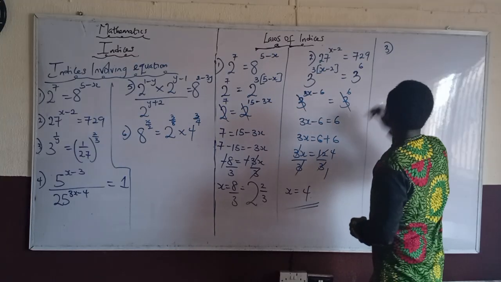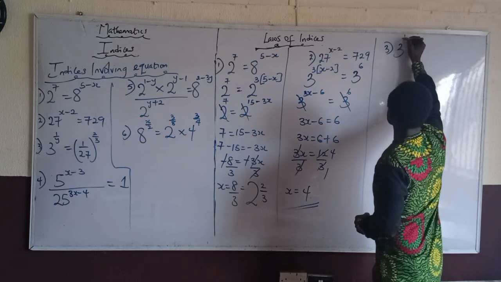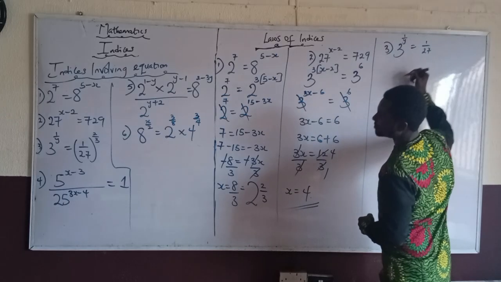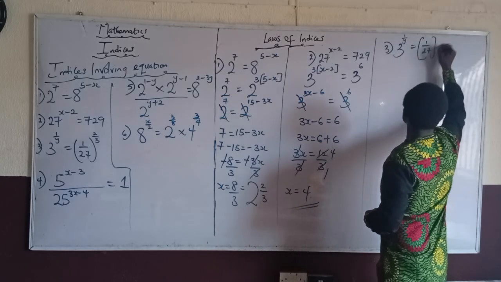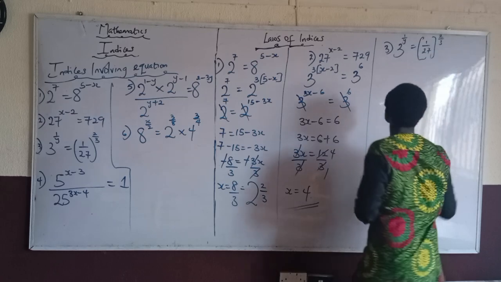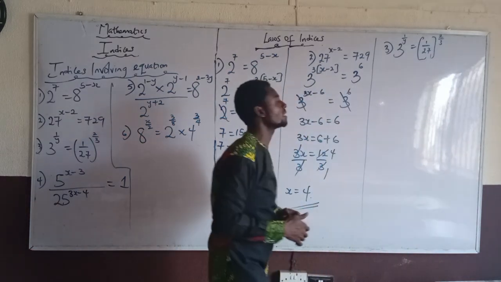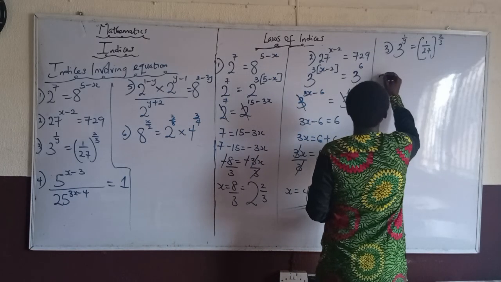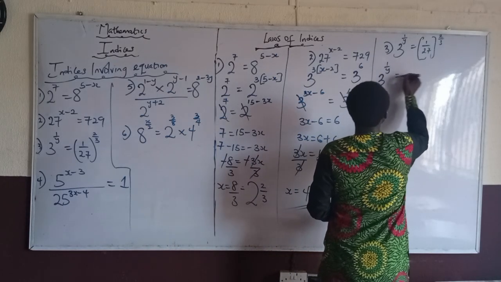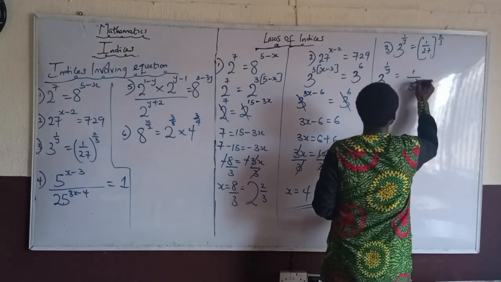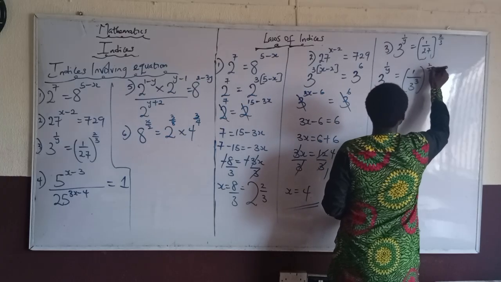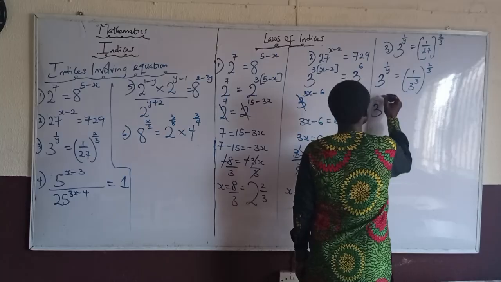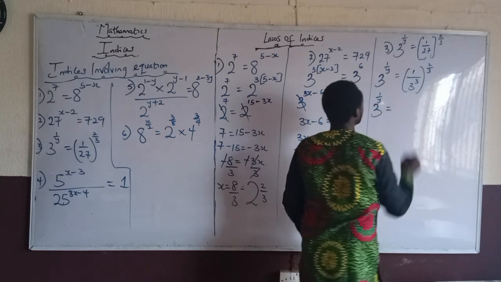Now for number 3, I have 3 raised to 1 over y equals 1 over 27 raised to 2 over 3. So 3 raised to 1 over y equals 1 over 27 raised to 3. Here becomes 3 raised to 1 over y equals 1 over 3 raised to 3, and I have 2 over 3. So the 27 is 3 raised to 3. So here becomes 3 raised to 1 over y equals.